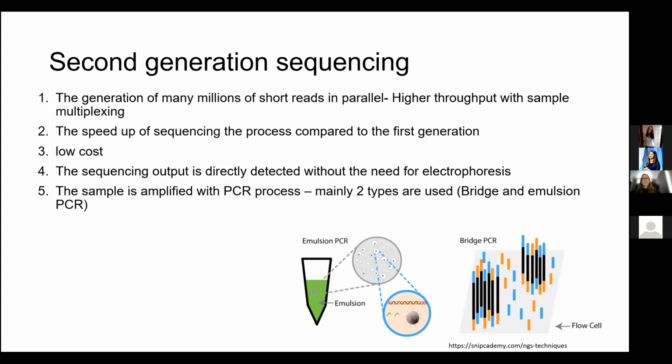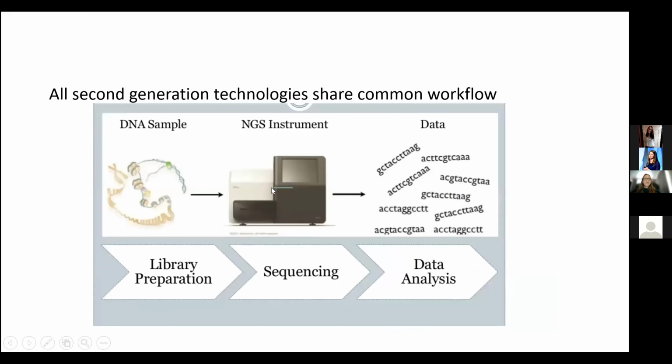Mainly two types are used: bridge amplification and emulsion PCR. This is the common workflow that all these methods share. The first step is library preparation, then the sequencing step, and then data analysis.